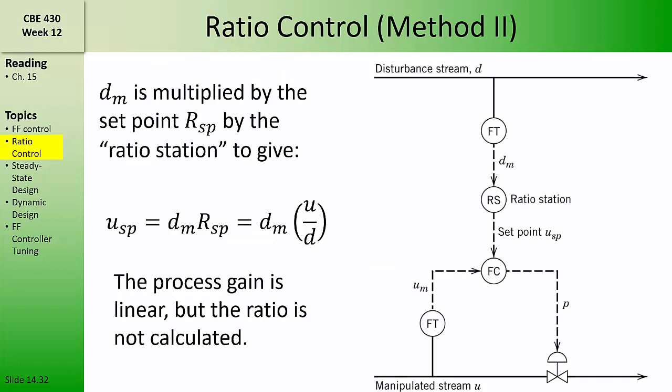The second way of implementing ratio control, what our textbook calls Method 2, measures the disturbance and sends the disturbance to something called a ratio station, where it's multiplied by the desired ratio. The result of d multiplied by the desired ratio is then used as a set point for a flow controller, which in this case manipulates the flow rate of the second stream. In this case, the process gain is linear, but one disadvantage of Method 2 is that the ratio is never actually calculated, even though the flow rate of both streams is being measured.